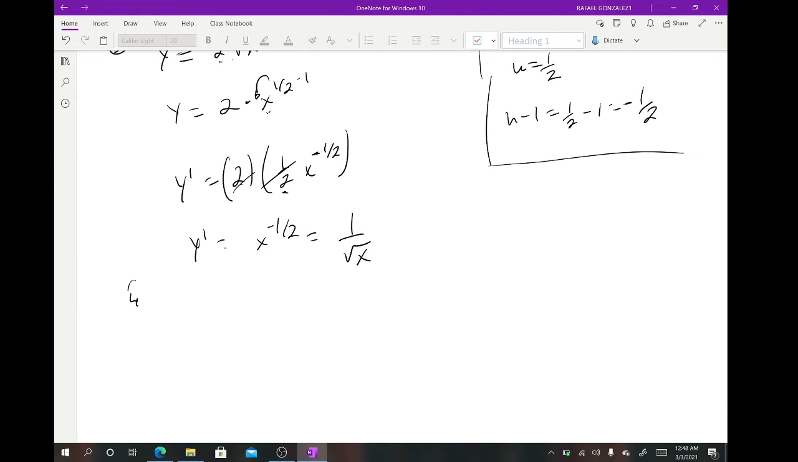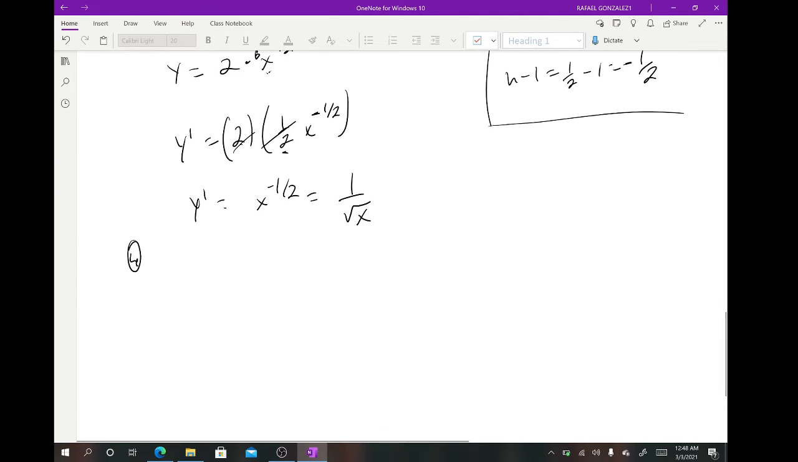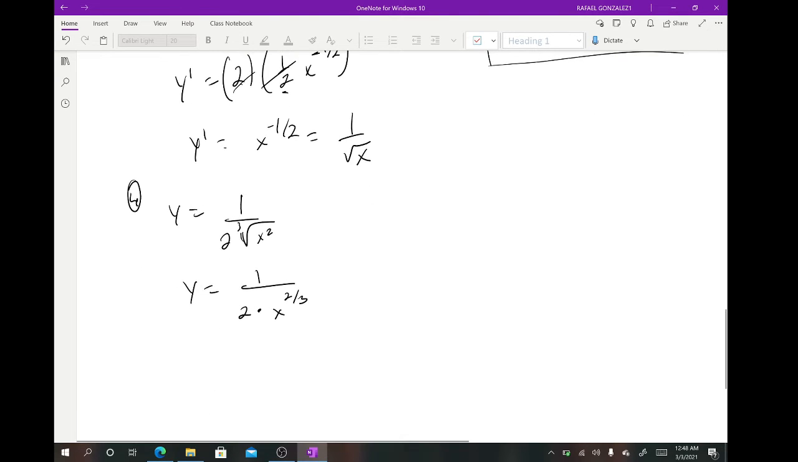So another example, number 4. Y equals 1 over 2 cubic root of x squared. Again, the first step is going to be to rewrite it. So this is 2 times x to the power 2 over 3. And now rewrite it once more. You know, take the 1/2 out.